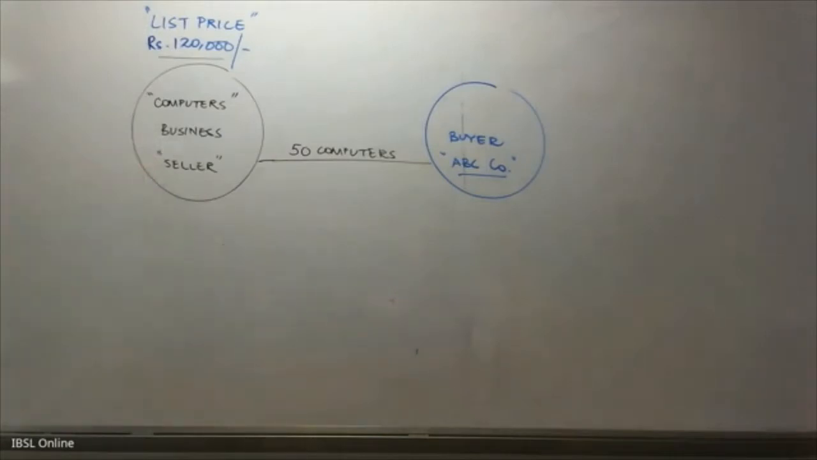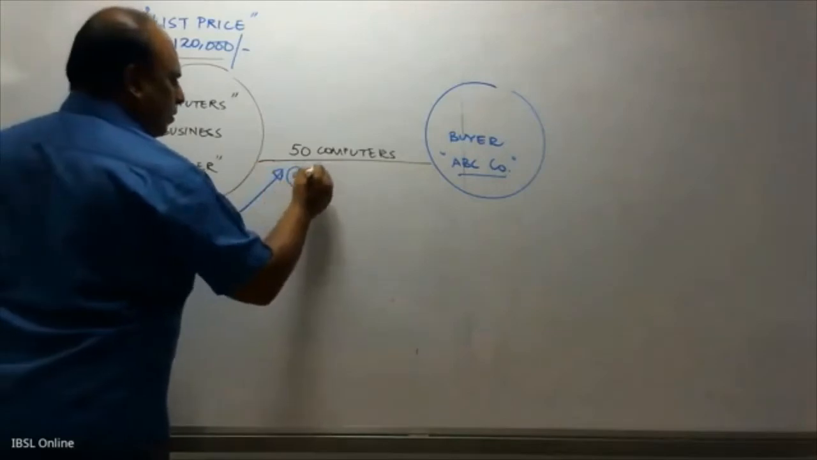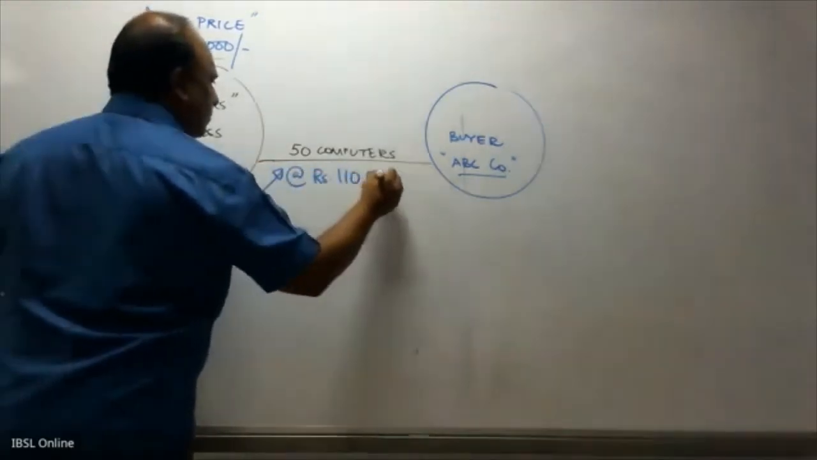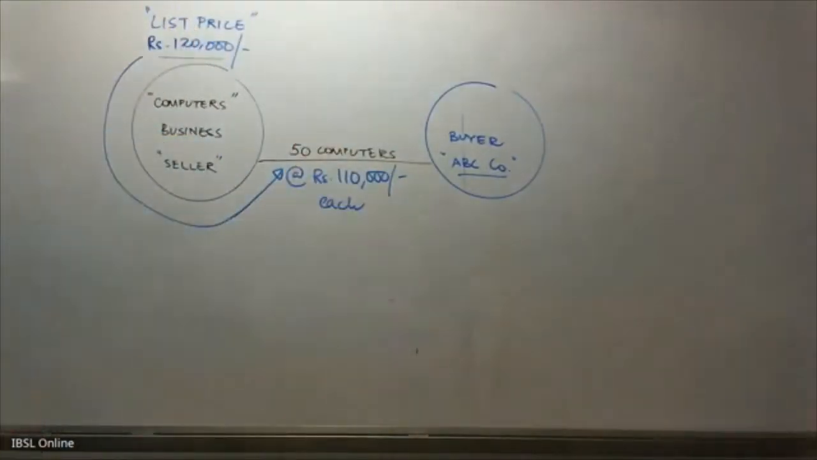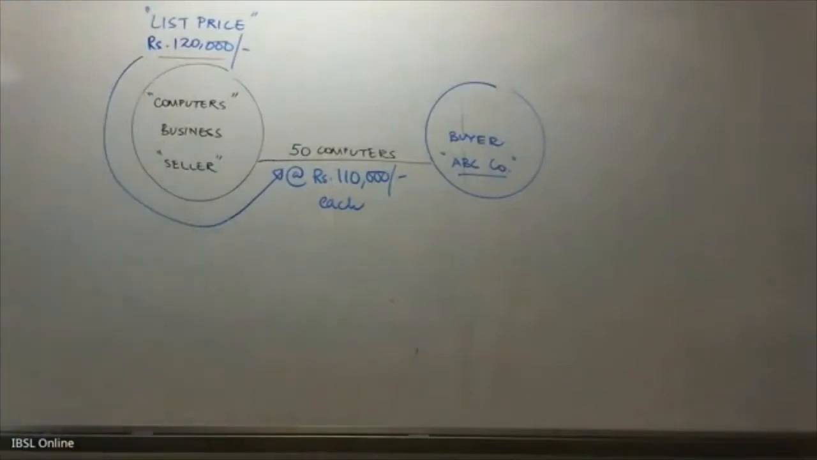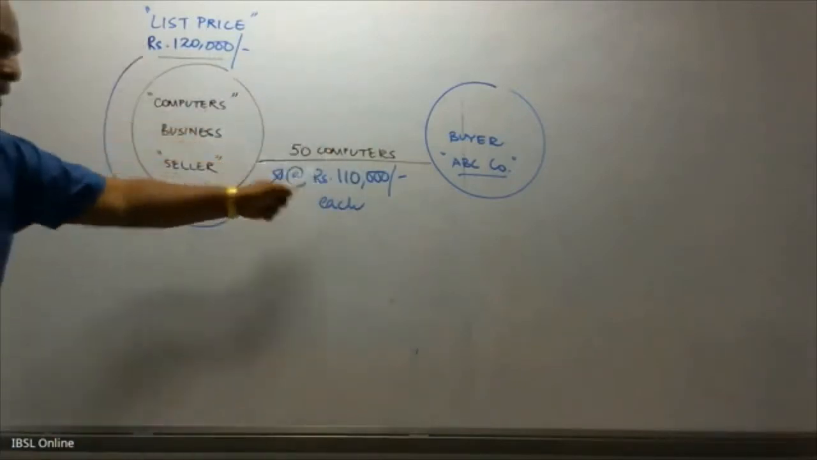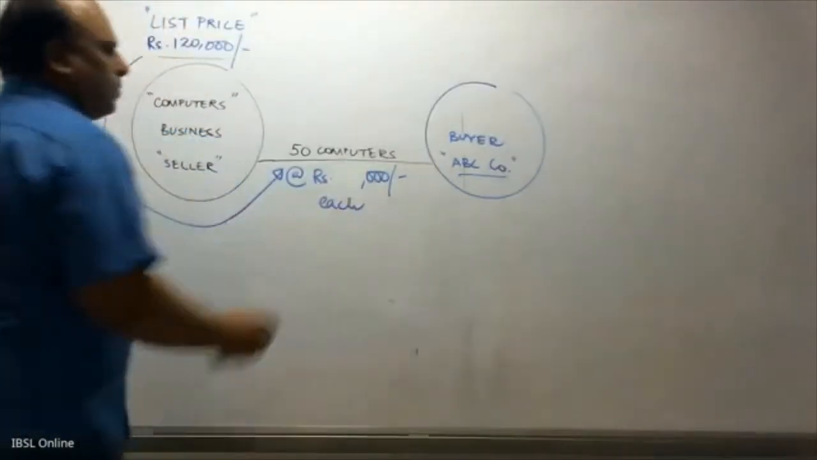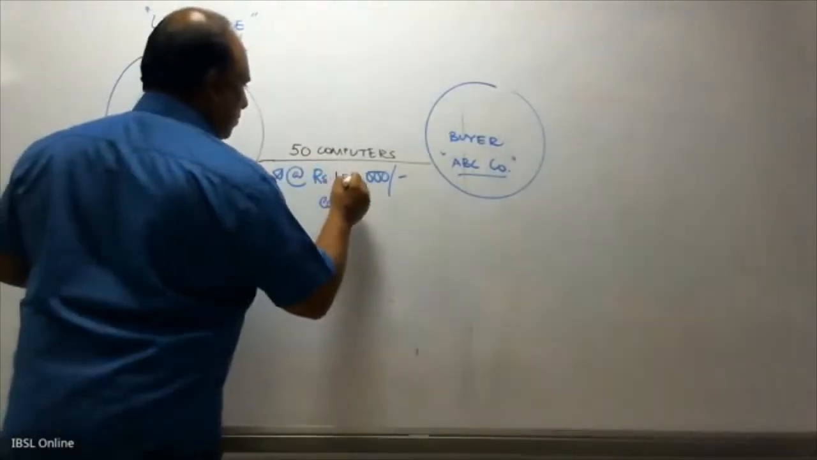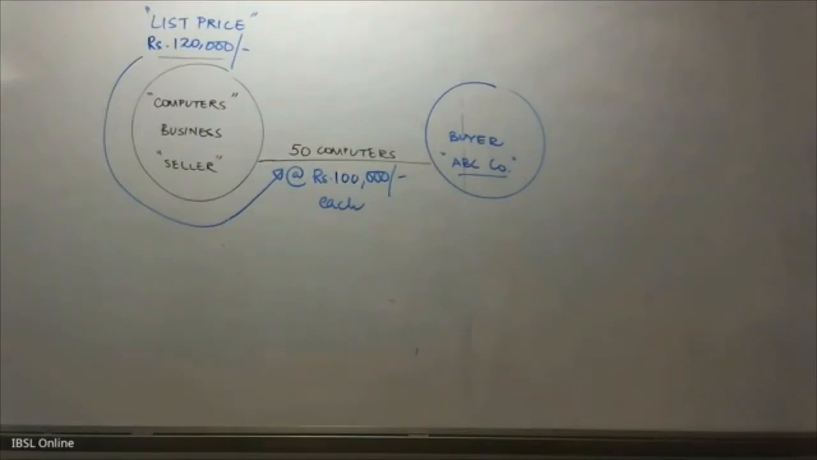After a little thought, as the seller, I say okay, since it is a large quantity, I'll give this at rupees 110 each. Now this person agrees to buy this. He thinks it's a reasonable price, so he is agreeable to buy the 50 computers. Or let's make it 100,000, it'll be easy. So the seller has reduced 20,000 since he is selling 50 computers.